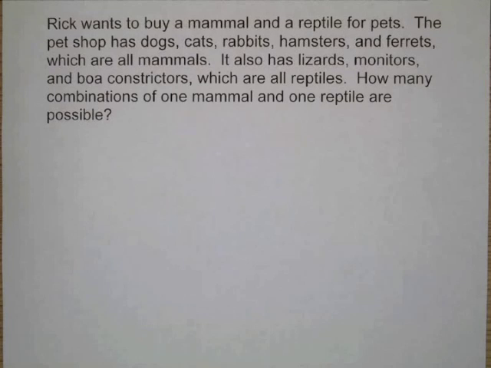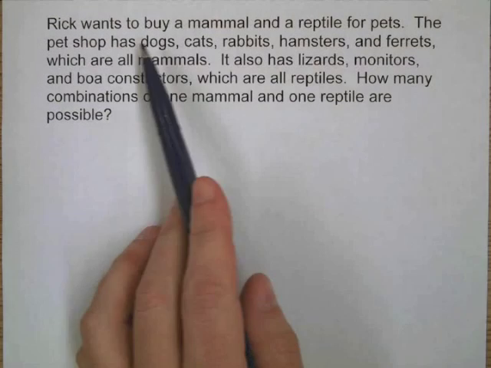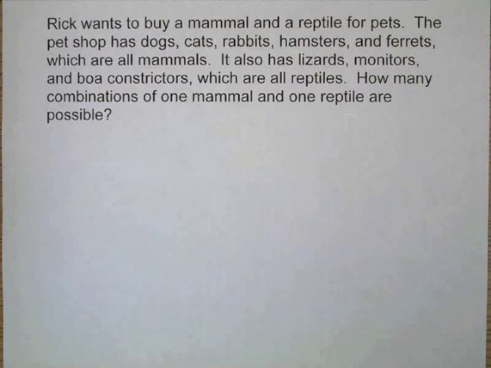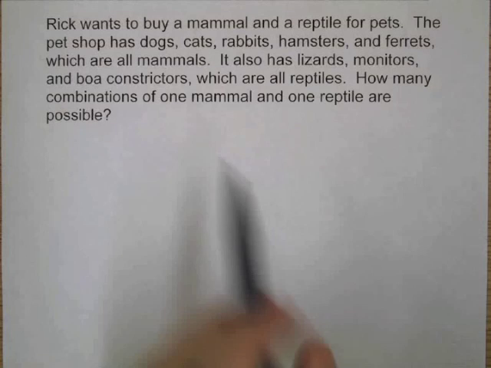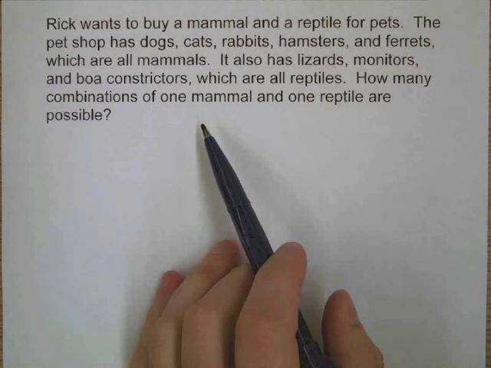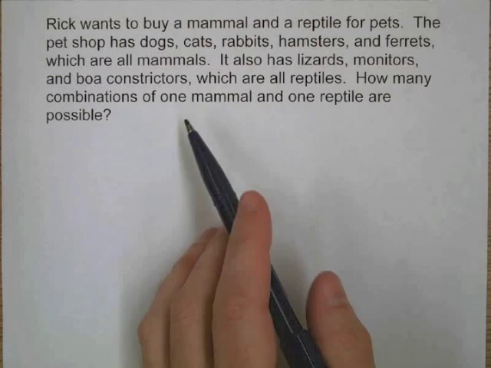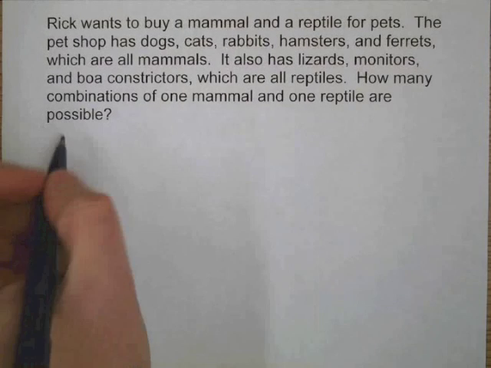Lesson 12-3 Example 3. We're learning to use counting methods to find all possible outcomes. And for this example, we're going to look at using the fundamental counting principle. So here Rick wants to buy a mammal and a reptile for pets. The pet shop has dogs, cats, rabbits, hamsters, and ferrets, which are all mammals. It also has lizards, monitors, and boa constrictors, which are all reptiles. How many combinations of one mammal and one reptile are possible?